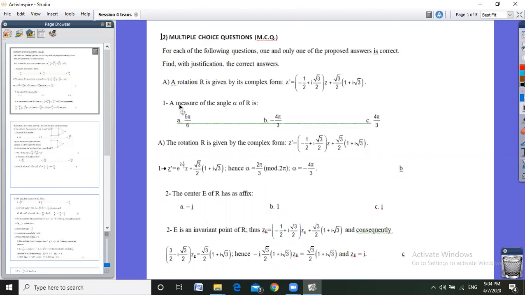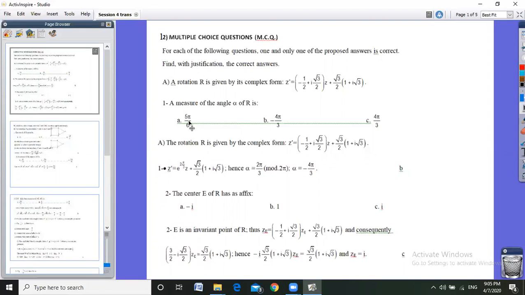Now, first question. To find a measure of the angle alpha of R, we write this in exponential form. The exponential form of this is e to the 2i pi over 3, since minus half plus i radical 3 over 2 equals e to the 2i pi over 3. Hence alpha equals 2 pi over 3.